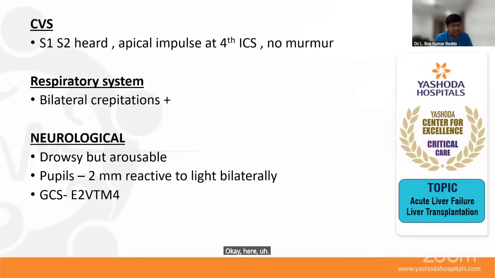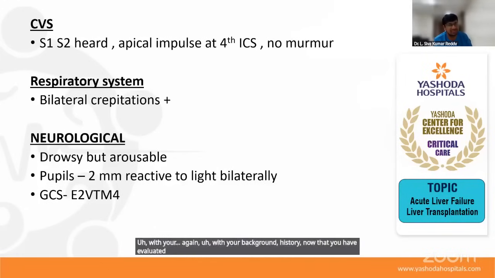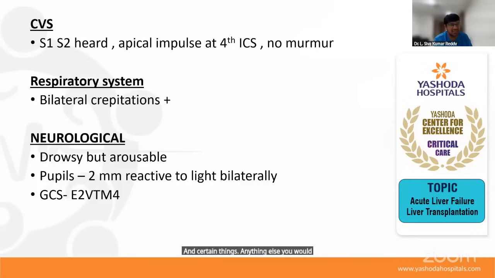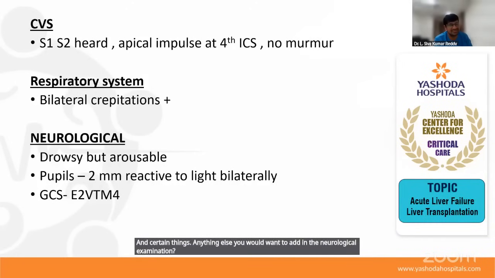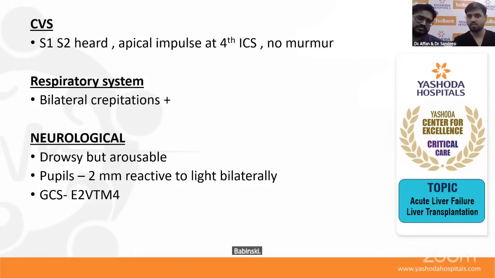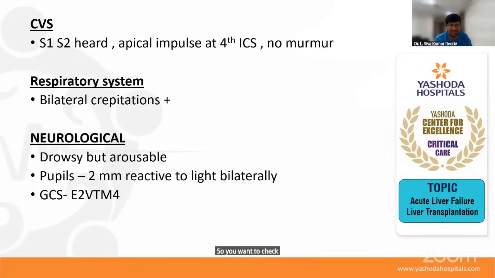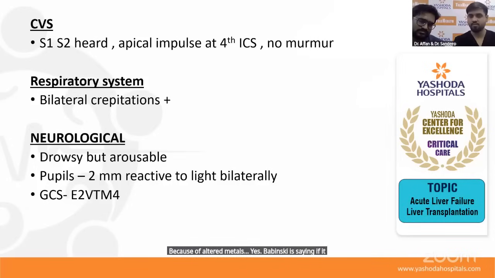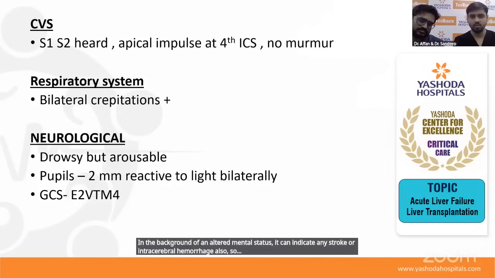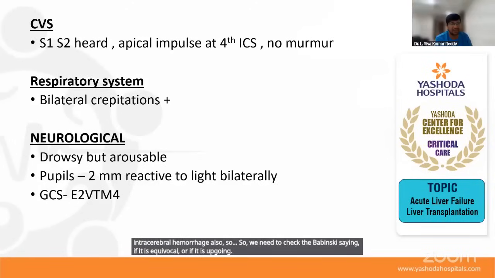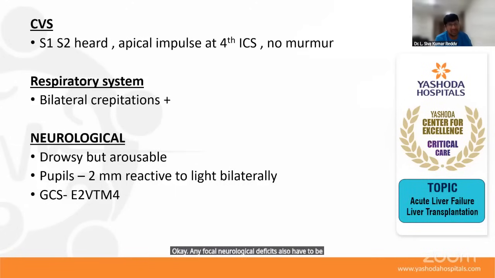Okay, here you felt that the patient was a bit drowsy. Patient was having low GCS. With your background history, now that you have evaluated him, anything else you would want to add in the neurological examination? Babinski's reflex. Because of the altered mental status, you want to check the reflexes? Yes. Babinski sign, if it is positive in the background of an altered mental status, it can indicate any stroke or intracerebral hemorrhage also, sir. So we need to check the Babinski sign if it is equivocal or if it is upgoing. Okay. Any focal neurological deficits also have to be ruled out. Yes.